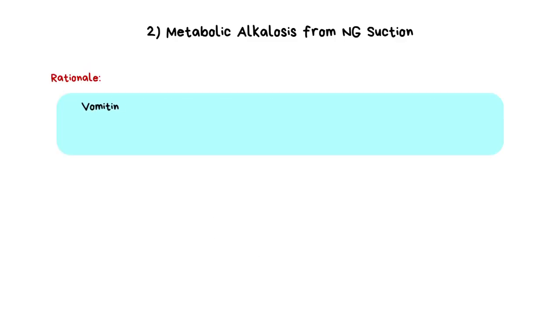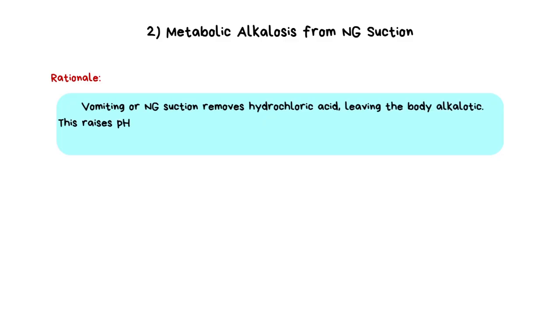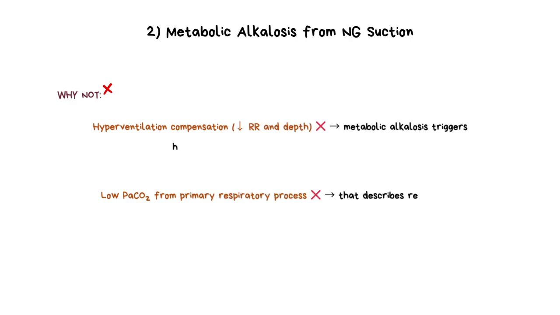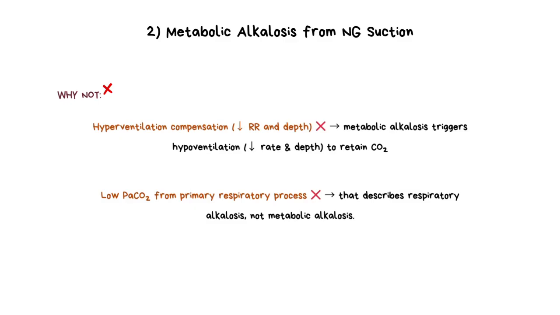Rationale. Vomiting or NG suction removes hydrochloric acid, leaving the body alkalotic. This raises pH and bicarbonate levels. Alkalosis increases neuromuscular excitability, causing symptoms like tetany or paresthesias. Why not the others? Compensation in metabolic alkalosis is hypoventilation, not hyperventilation. A low carbon dioxide from a primary process describes respiratory alkalosis, not metabolic.